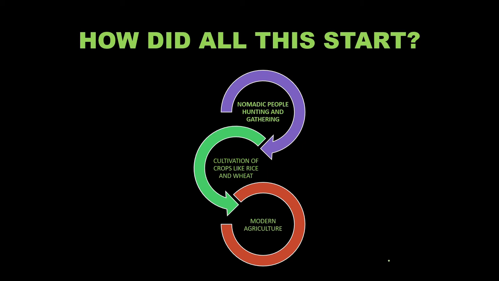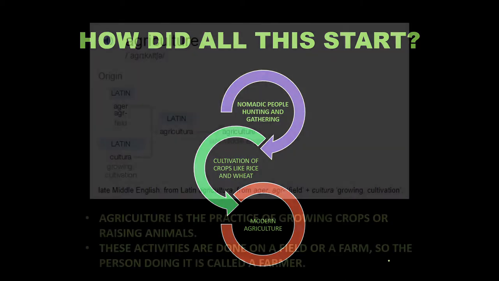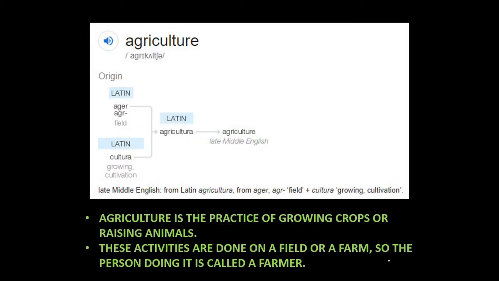And now, in the modern world, we even use machines like tractors or seed drills or harvesters, and that, my friends, is modern agriculture. Okay, when you look for the meaning of agriculture on Google, it is defined as the practice of growing crops or raising animals. Yes, animals also.